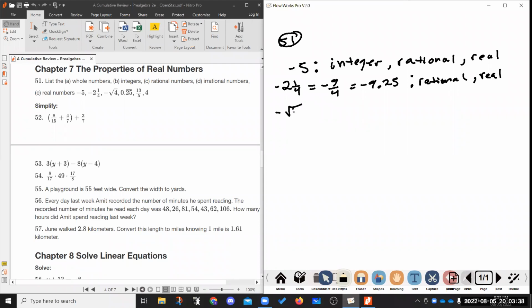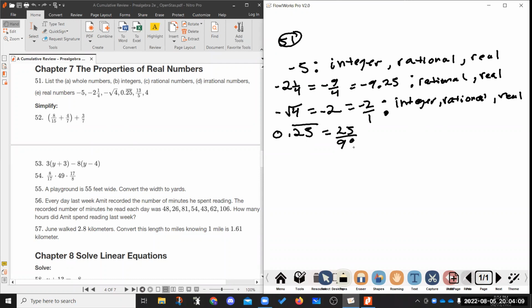Number -√4 is the same thing as -2, which is the same thing as -2/1. So that is not a whole number, but it's an integer. It's rational because it can be written as a fraction with a denominator of 1, and it's real. The number 0.25 repeating is the same thing as 25/99.